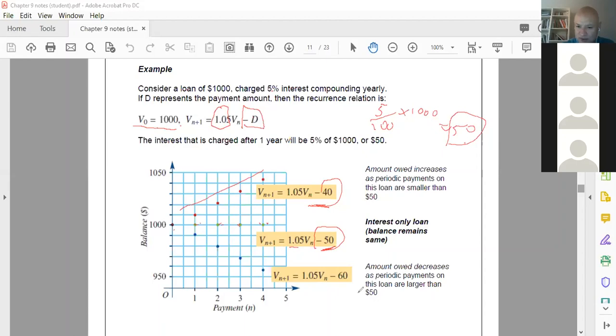If we pay more than $50, like this one, 60, then we start to decrease our loan and it gets closer and closer and closer to zero. Any questions what we mean by interest-only loan, which is really this one? That's how much interest they charge us. That's how much we're paying off, the $50.